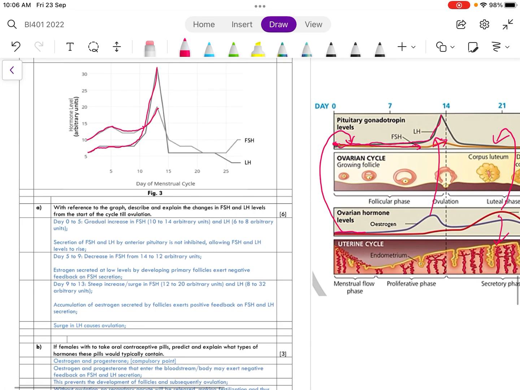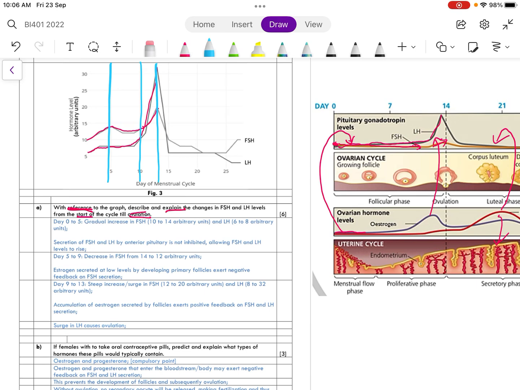They ask you first, with reference to the graph, so you must make reference to values, describe and explain the changes in FSH and LH levels from start until ovulation. So let's separate this answer into a few parts. First, let's talk about 0 to 5. Then after that, 5 to around 9. Then after that, 9 to over here, where ovulation will occur.